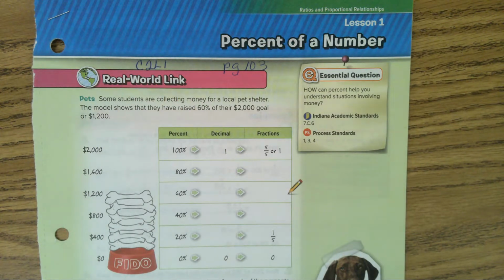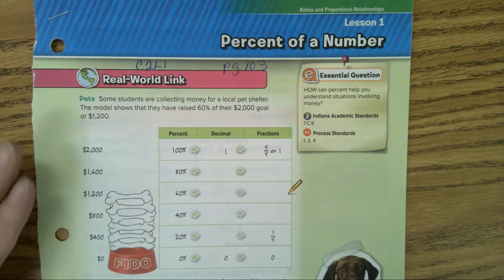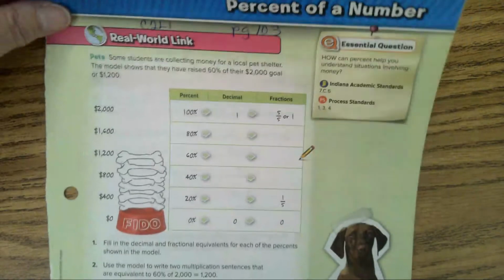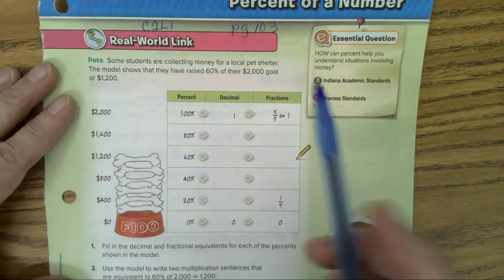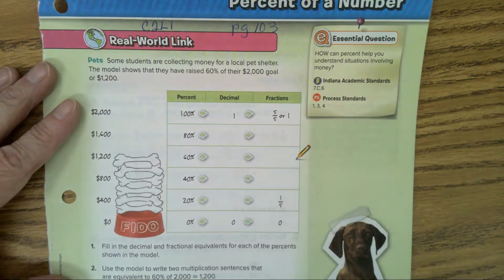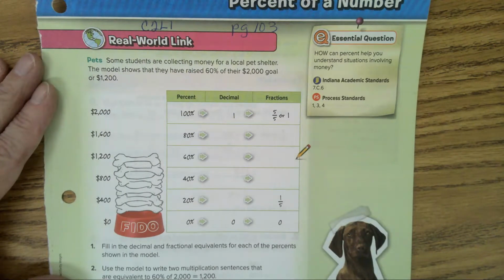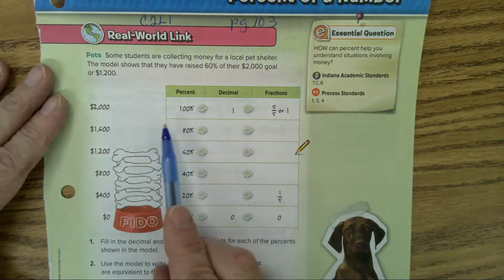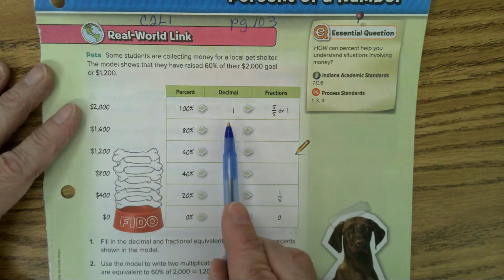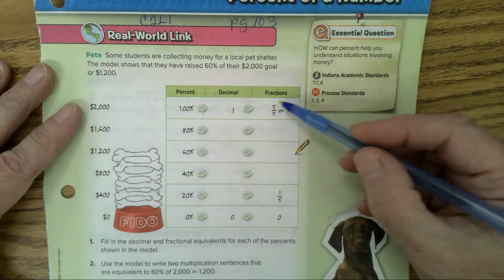Okay, so back to the recording here. Percent of a number, page 103. Our real world link. It says, some students are collecting money for a local pet shelter. The model shows that they have raised 60% of their $2,000 goal, or $1,200. Okay, so if they get 100%, that's the decimal 1, and that would be the fraction 5 over 5.